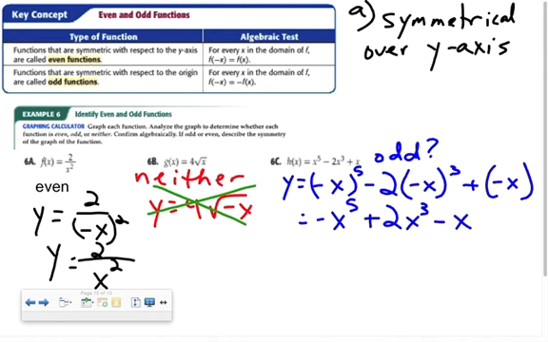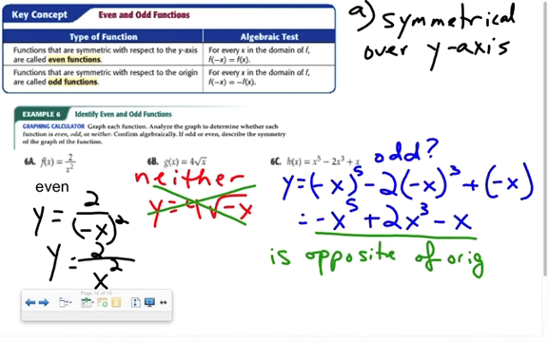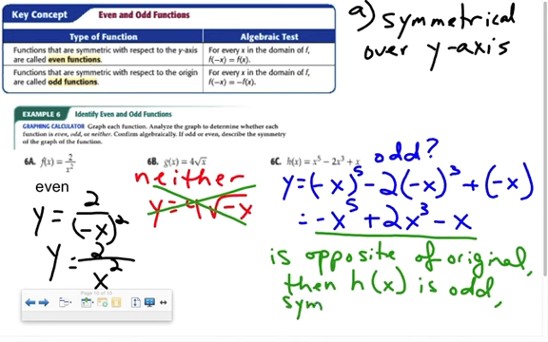And since this function is the opposite of the original, then it is odd. It's not F, it's H. Meaning it is symmetrical over the origin.